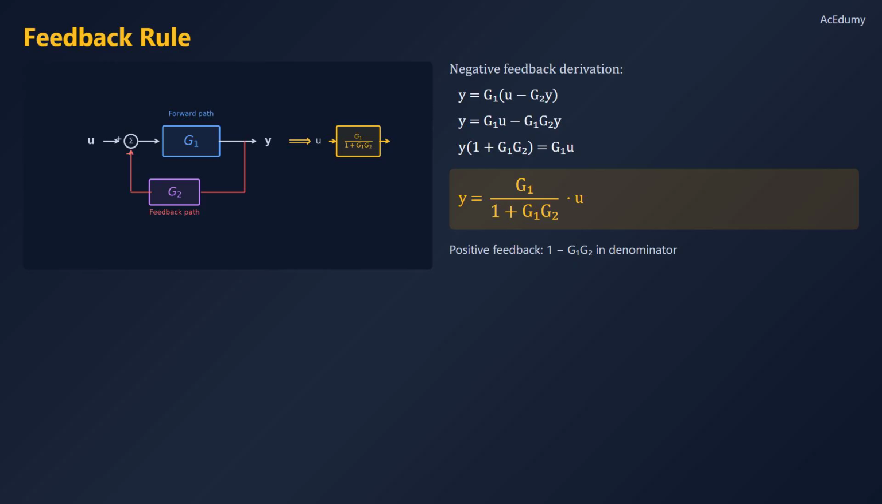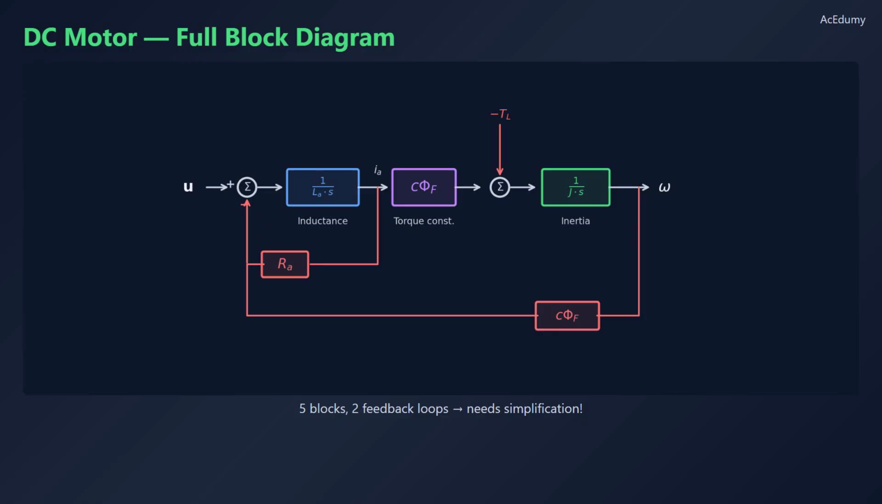For positive feedback, the denominator becomes 1 minus G1G2. Now let's apply these rules to the DC motor from Lesson 9. The full block diagram has input voltage U through a summation, then 1 over LAS for inductance producing armature current. Current times C phi F gives electrical torque. After subtracting load torque TL, the integrator 1 over Js gives angular velocity omega.